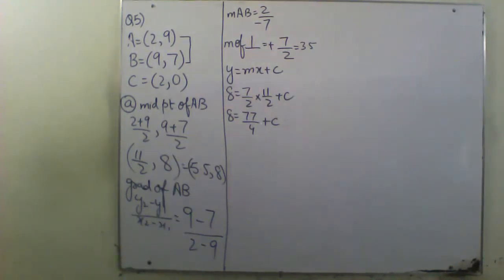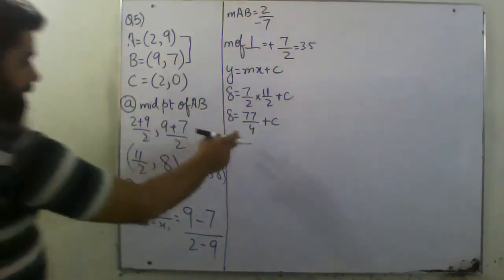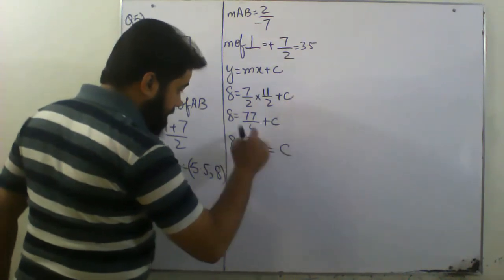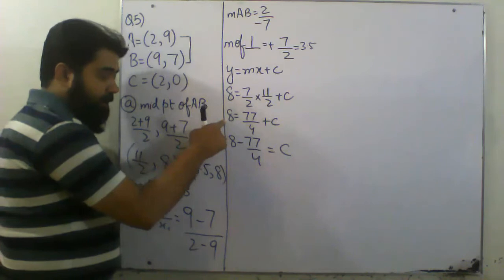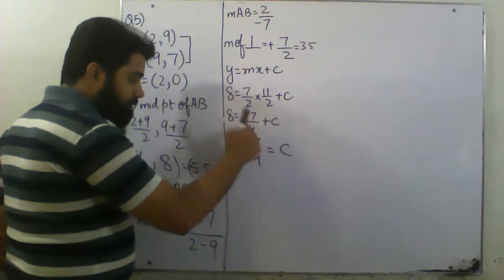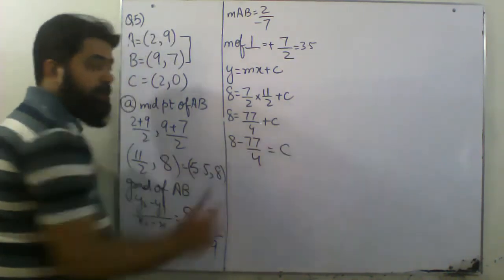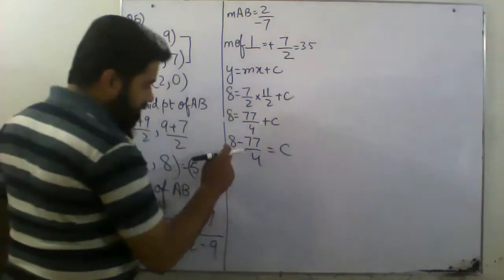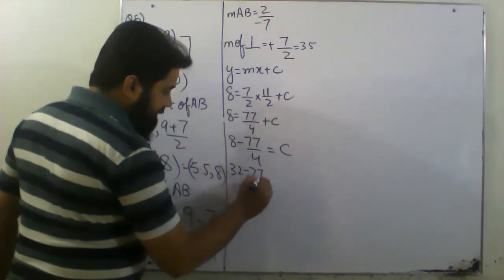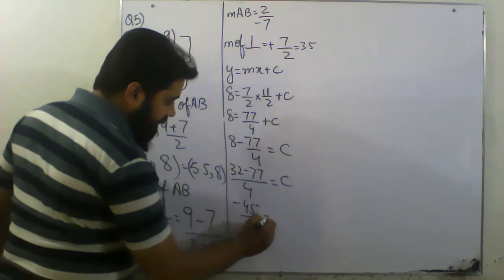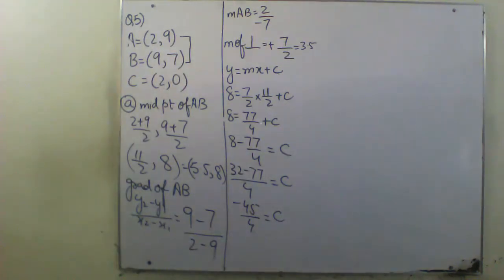Now simplifying it further. When I shift it over here, this will become 8 minus 77 over 4 equals c. Don't shift 4 directly over here, because if you want to shift something directly to the other side as multiplication, first it should be the denominator of all terms, only then I can shift it. Before that you can't do any shifting, so be careful about it. So simplifying, 4 times 8 is 32 minus 77 over 4 equals c. So minus 45 over 4 equals c.